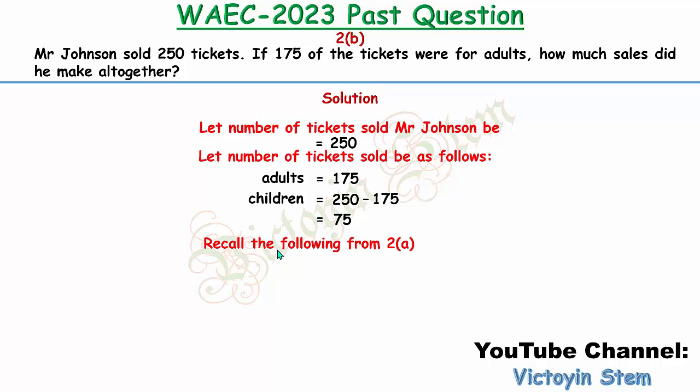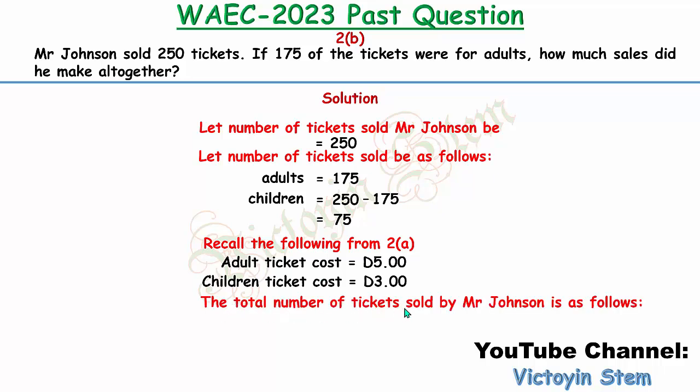Recall from the previous slide, from question 2a, adult ticket costs 5D. The cost of a single ticket being sold to an adult is 5D, and children tickets, that's the one sold to children, cost 3D. Now, since we have 175 adults and 75 children, the total sales by Mr. Johnson we can calculate using the following method.